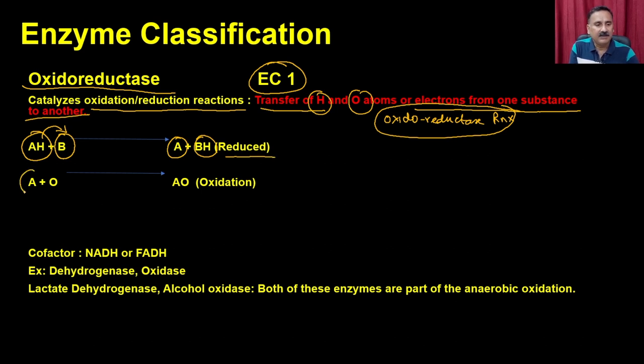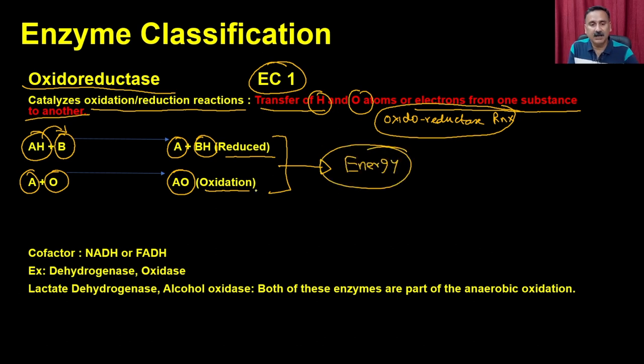Similarly, you can have the A and it is going to add the oxygen, and that's how it is going to form the AO, and this is an oxidation reaction. So basically these enzymes catalyze the oxidation and reduction reactions, and that's why these enzymes are very important in terms of running the metabolism and acquiring the energy for the system. Because when they do the oxidation, they are a part of the catabolism, and when they do the reduction, they are a part of the synthesis phase.